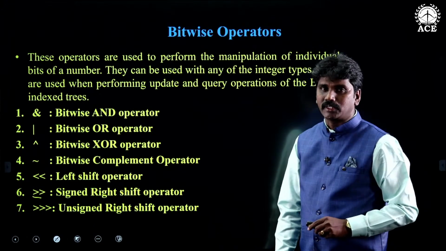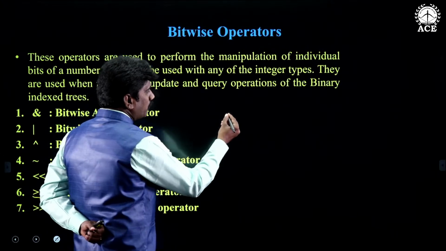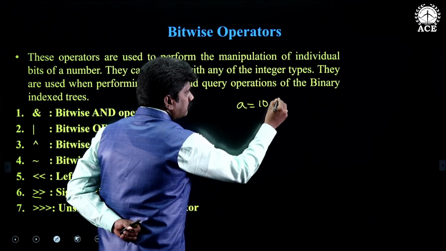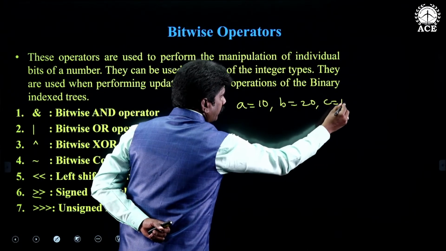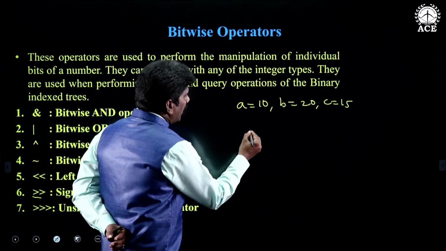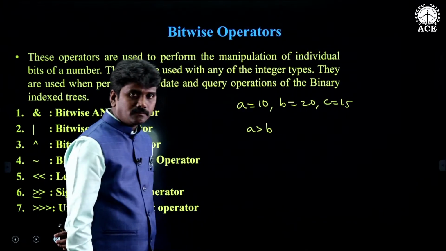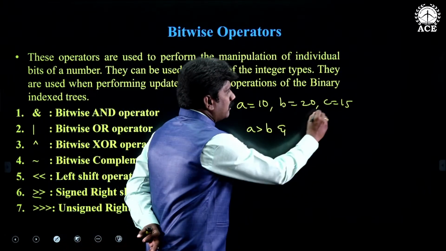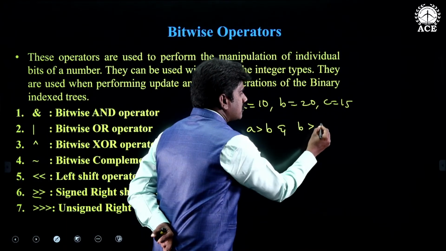Just now we have seen the truth table. So here I would like to explain the bitwise AND with respect to one example, like A is equal to 10, B is equal to 20, and C is equal to 15. Like this, for example, we have some values. Now, I would like to use the symbols like A greater than B, bitwise AND I am applying, and for this, I am taking B greater than C.